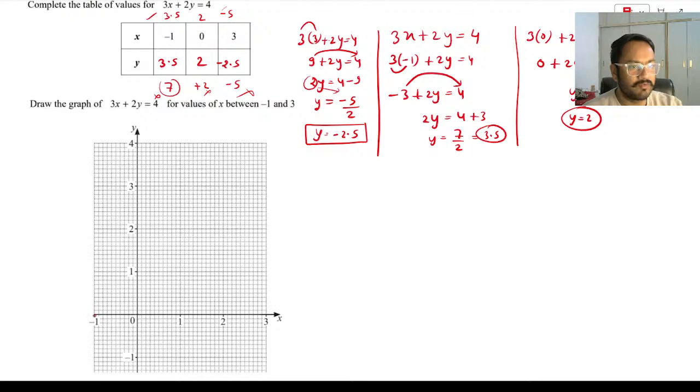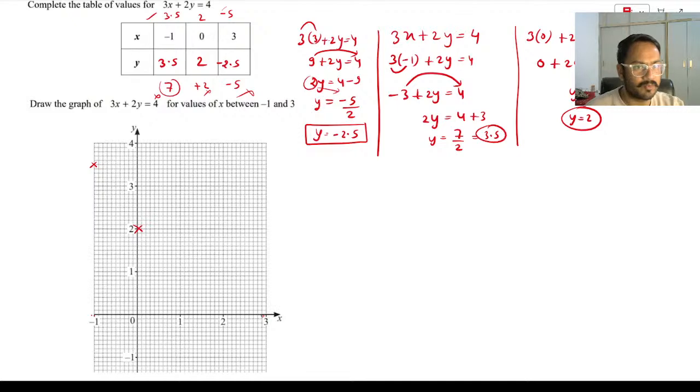So minus 1, we are plotting the graph now. The first coordinate I'm plotting is minus 1 and 3.5. So it will be somewhere 1, 2, 3, 4, 5. It will be somewhere here, minus 1 and 3.5. Because it is a straight line, by seeing the equation, there are no squares. This is not a quadratic, this is a straight line. So we can just join the coordinates.